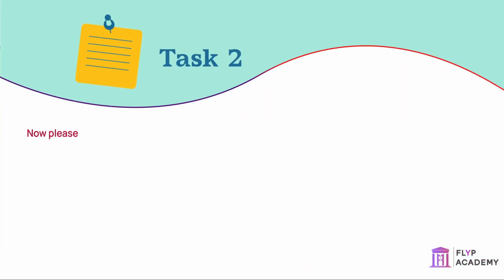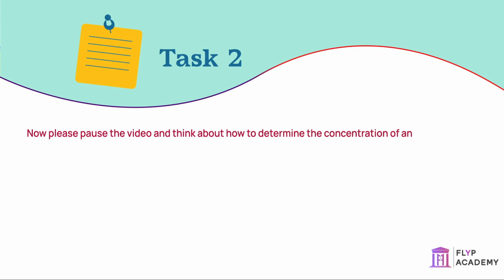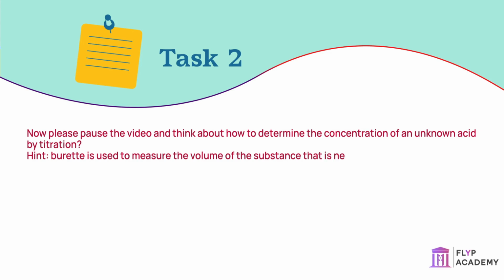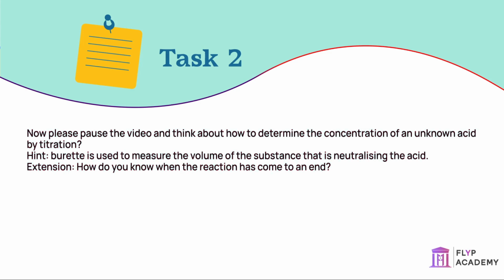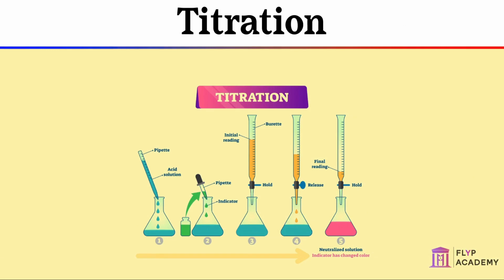Task. Now please pause the video and think about how to determine the concentration of an unknown acid by titration. Hint. A burette is used to measure the volume of the substance that is neutralizing the acid. Extension. How do you know when the reaction has come to an end? Now let's discuss these in detail.